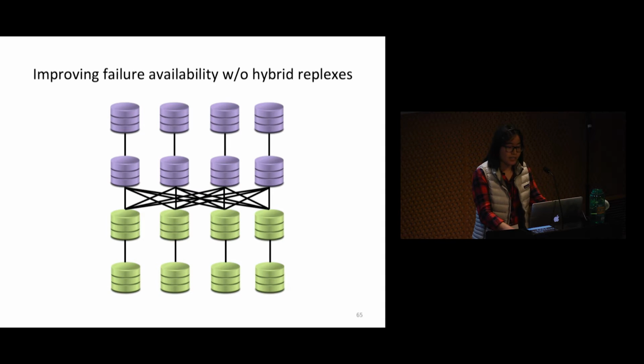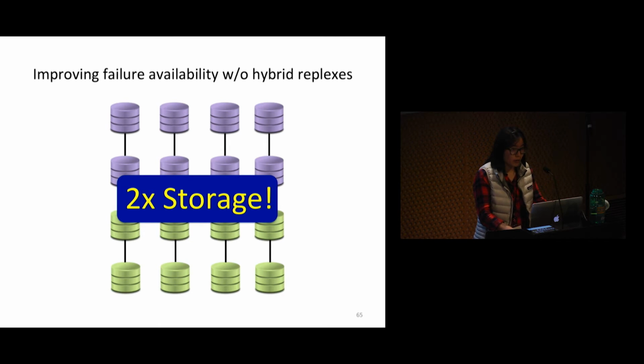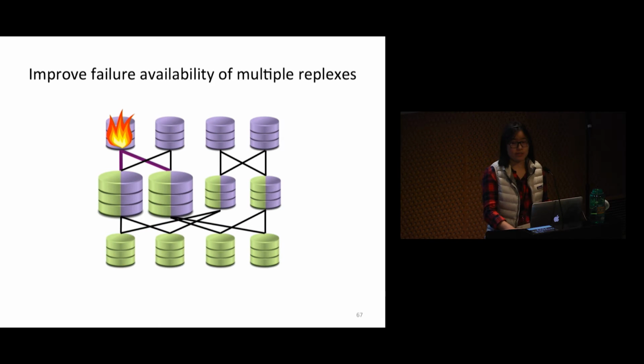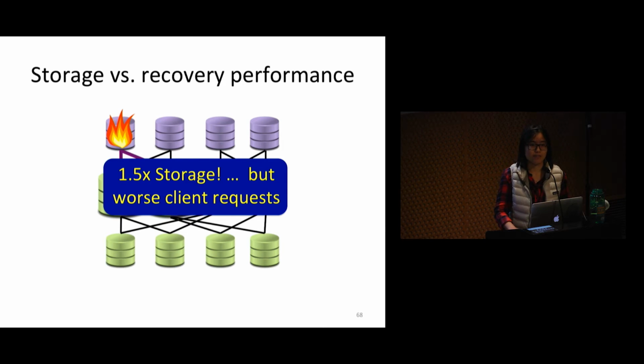On the other hand, if you can use a hybrid replex, you've basically increased the failure availability of 2 replexes only by inserting a single additional copy of data. So if the green partition fails, the hybrid replex helps you. And if the purple partition fails, the hybrid replex again helps you. So this is one of the key observations of a hybrid replex, is that if it's shared across R replexes, it increases the availability of all R replexes. So we've done this at 1.5x in storage, but as you saw, you get a little bit worse client requests because you do have some sort of fan out. You have a modest fan out instead of the one fan out that you would have had with exact data replicas.